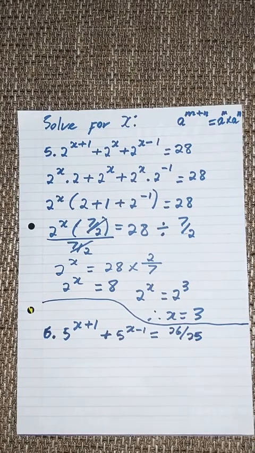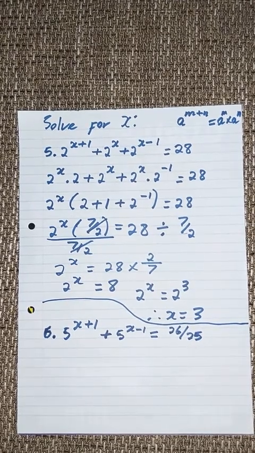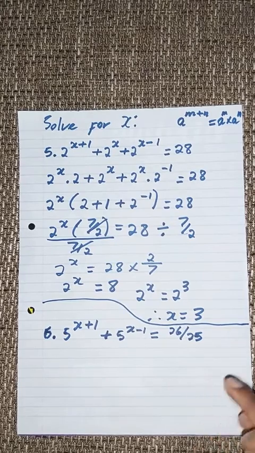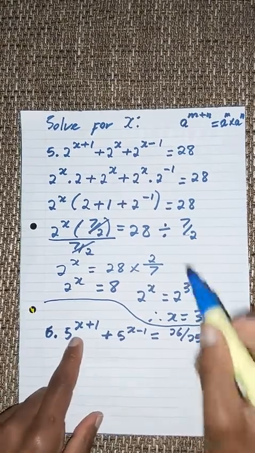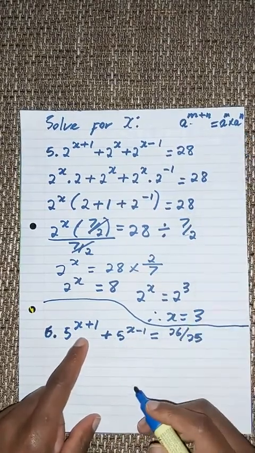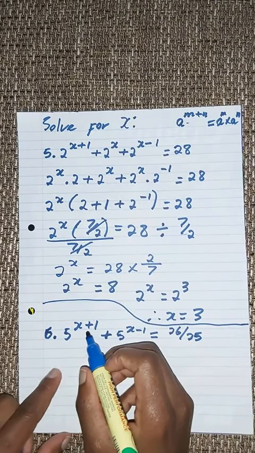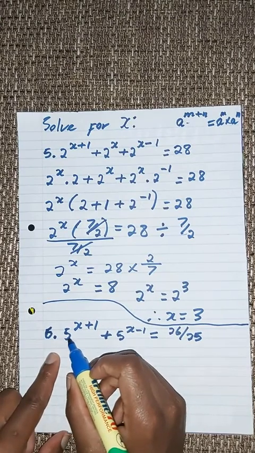Okay, here's the last one. So we have 5 to the power of x plus 1 plus 5 to the power of x minus 1 is equal to 26 over 25. So what we must do is move from here to here, move from here to here. All right. So we are going to firstly start off by writing these exponents under the same base of 5 separately.